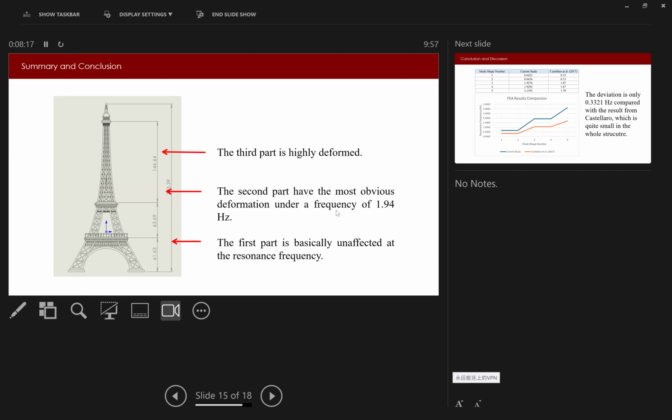Thank you, Eric. Now, please let me introduce our conclusion and discussion. Our group divided the tower into 3 parts, just as Eric has shown in the picture.